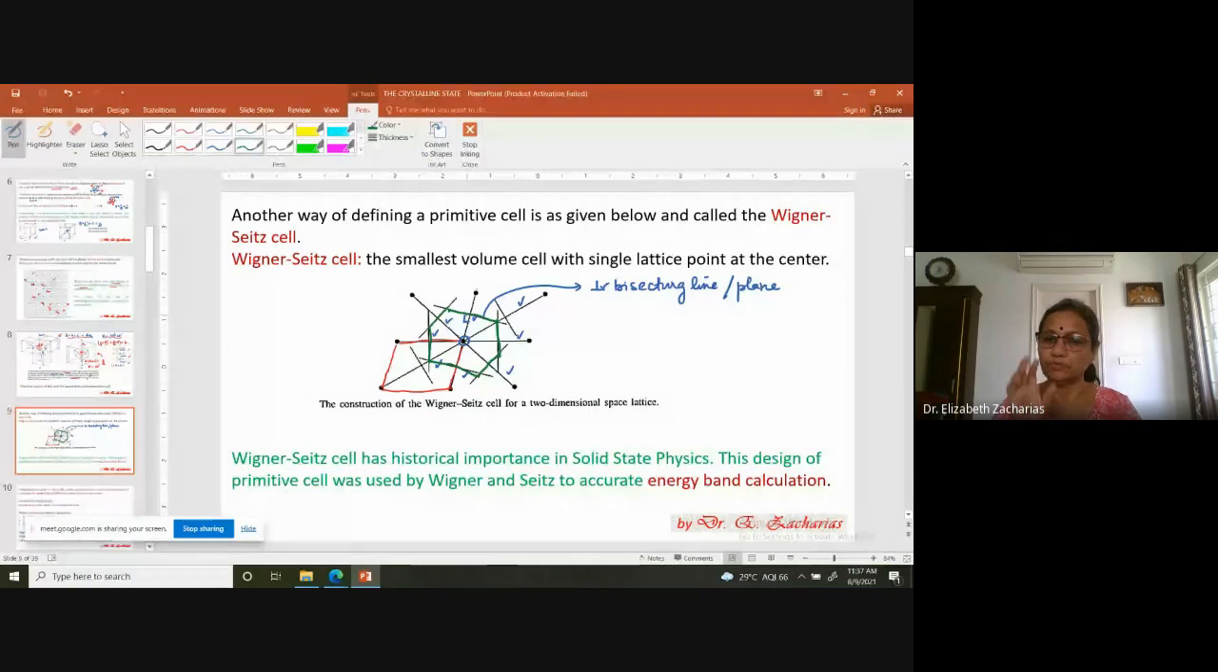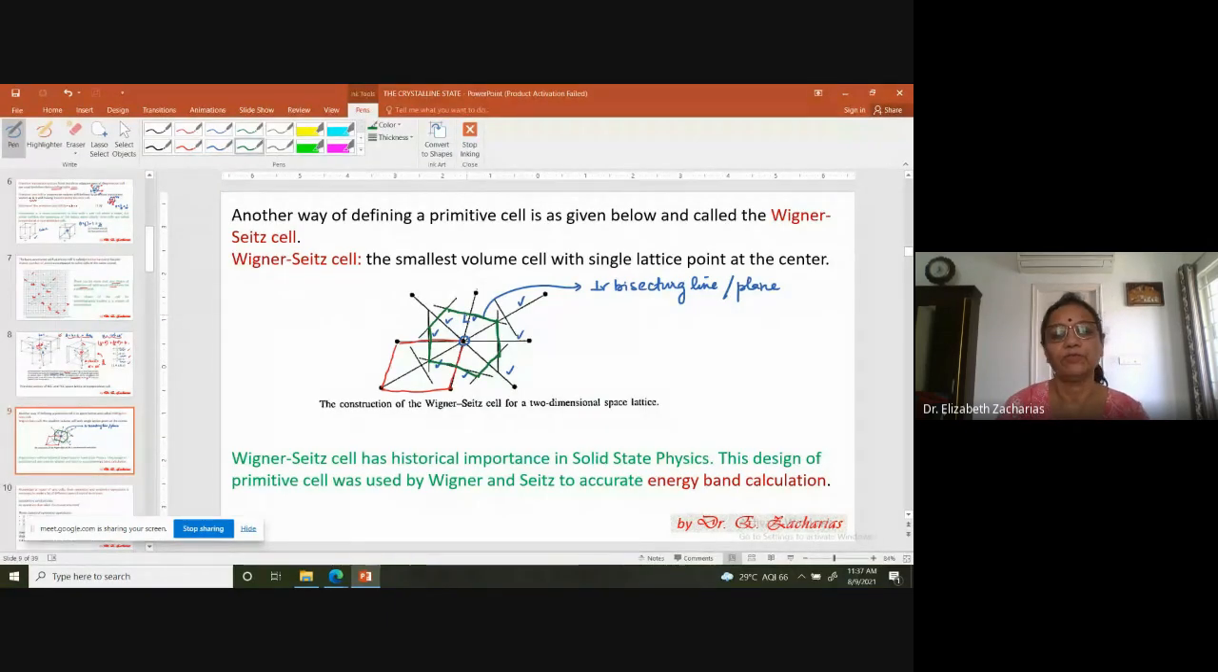Okay. So last class we saw what a primitive cell is. A primitive cell can have lattice points at the corners and all that. It's slightly complicated. So we are going to find out another way of creating a primitive cell, by geometric construction. And this kind of cell that you create is called the Wigner-Seitz cell.